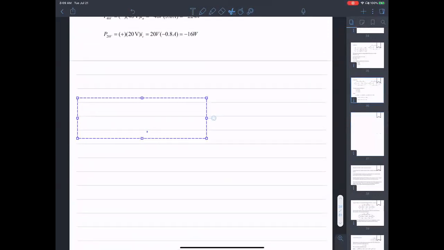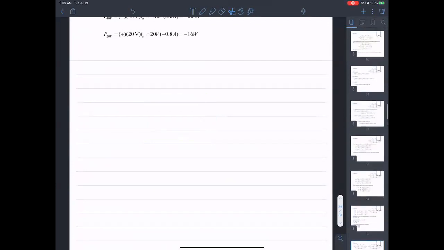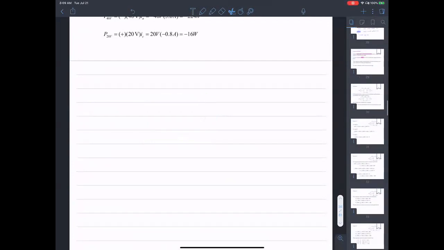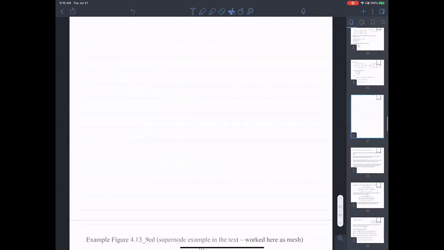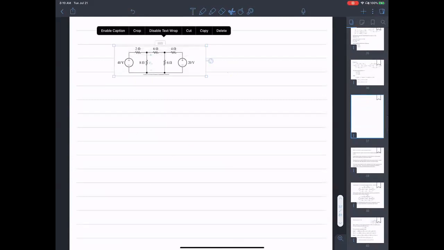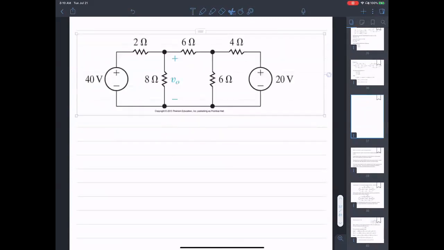I see. This does not want to copy because there seems to be some. Okay, let's try it now. There you go. Okay. All right.